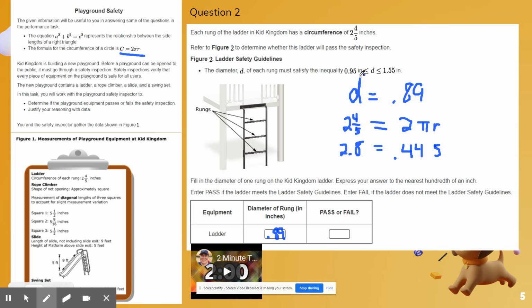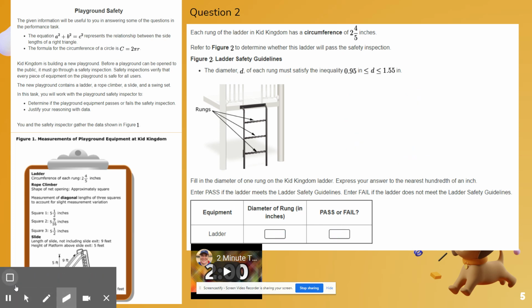And then we look at this. Is 0.89 greater than 0.95? No, it's not. So this is automatically a fail. Go on to the next question here.